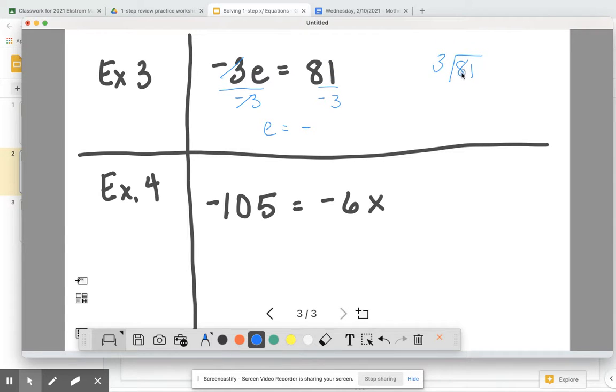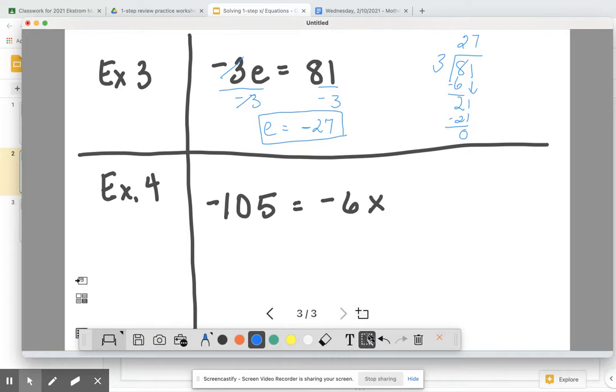Okay, 3 does go into 8. It goes in 2 times. That would give me 6. 8 subtracted, 6 take away from 8, 2. Carry down that 1. 3 goes into 21 7 times. Okay, so 81 divided by negative 3 is negative 27. See how I wrote the negative down there first? Because once I went over here to do the division out, I didn't want to forget about it. So our solution is e equals negative 27.